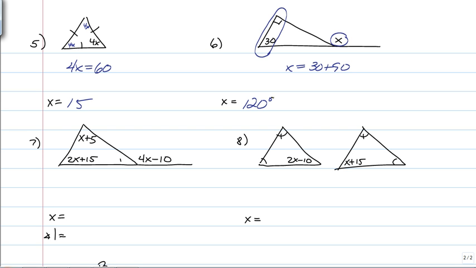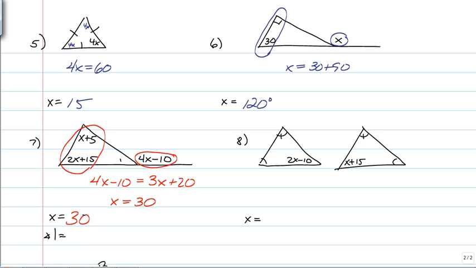So x is equal to 30 plus 90, so you have 120 degrees. Moving on to number 7, which is the same type of problem as number 6. You have two remote interior angles and an exterior angle. The exterior is equal to the sum of the two remote interior. And with a little bit of magic, you're going to end up with x is equal to 30.